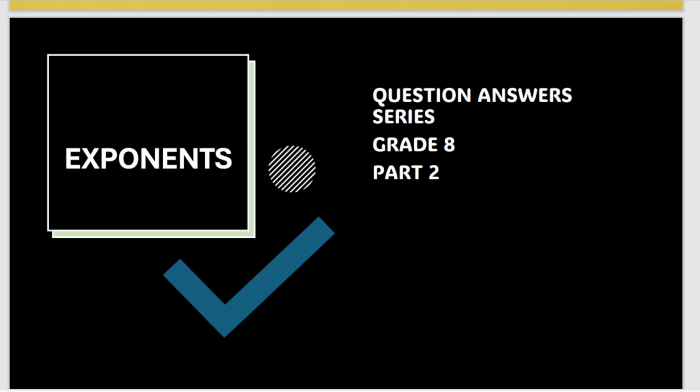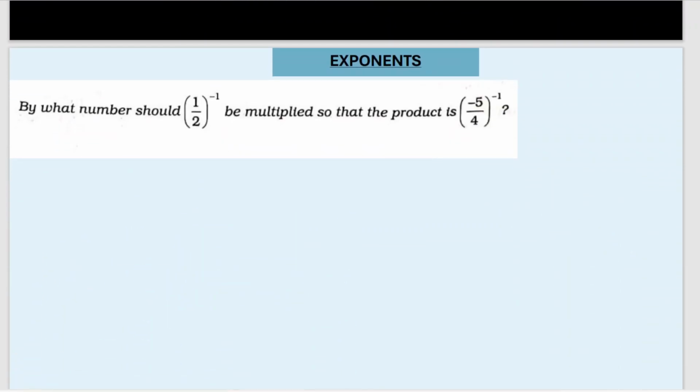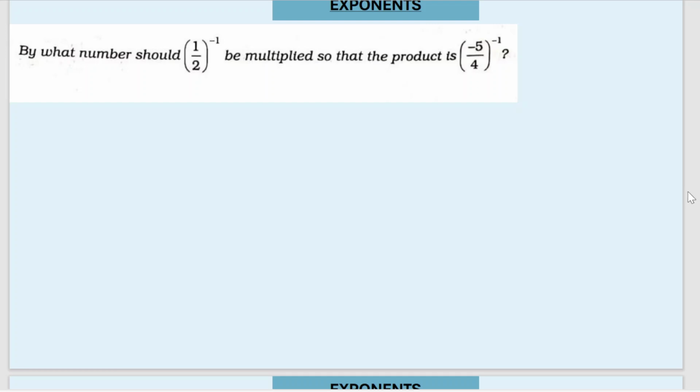So let's start with the first question. By what number should 1 by 2 to the power minus 1 be multiplied so that the product is minus 5 by 4 to the power minus 1?